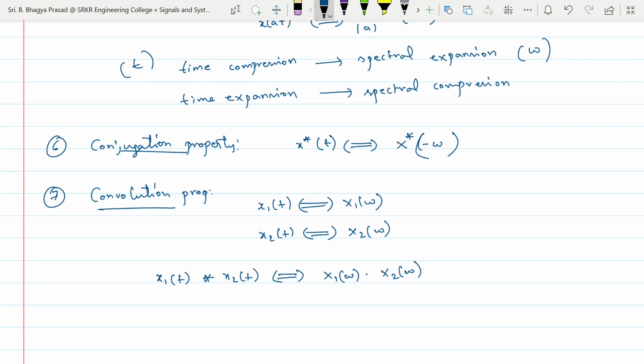And if you go for multiplication in time, we go for convolution in frequency, that is x1 of t multiplied with x2 of t. This Fourier representation is 1 by 2 pi times x1 of omega convolved with x2 of omega. These are also very important properties. You can easily solve the convolution of any signals in the time domain if you know the frequency domain representations.